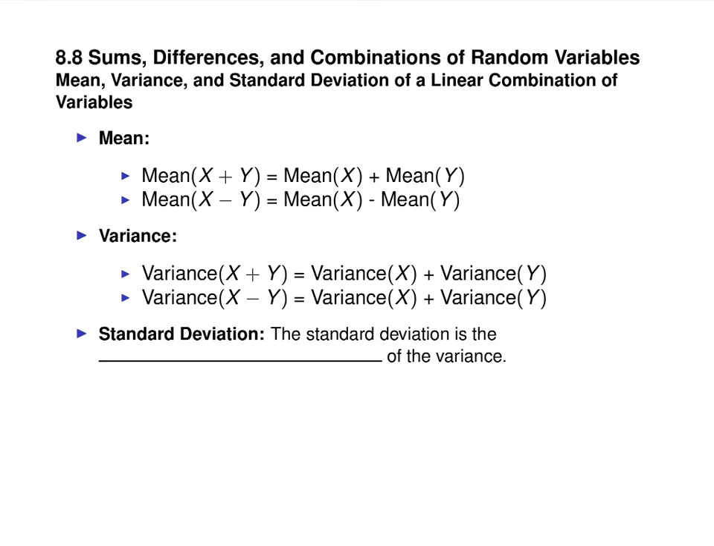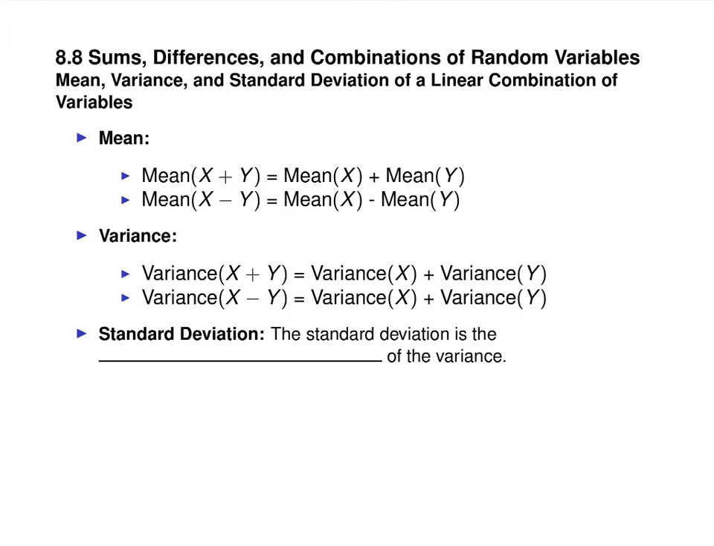So the last lesson in this chapter talks about sums, differences, and combinations of random variables. So here is how we find the mean, variance, and standard deviation of a linear combination of variables. So if we take two variables and add them together, then the mean of x plus y is the same as the mean of x plus the mean of y.